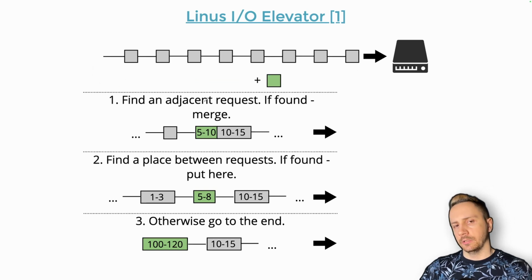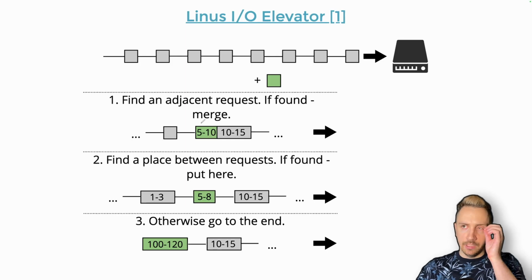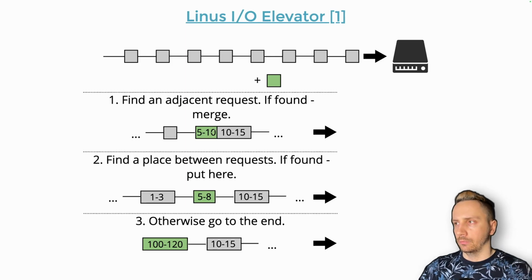And when a new request is coming, like a new read or new write, it will firstly try to find an existing request accessing neighbor data. For instance, if we want to read bytes 5 to 10 and there is already an operation accessing bytes 10 to 15, we could technically merge them into one operation and execute it as one physical operation.